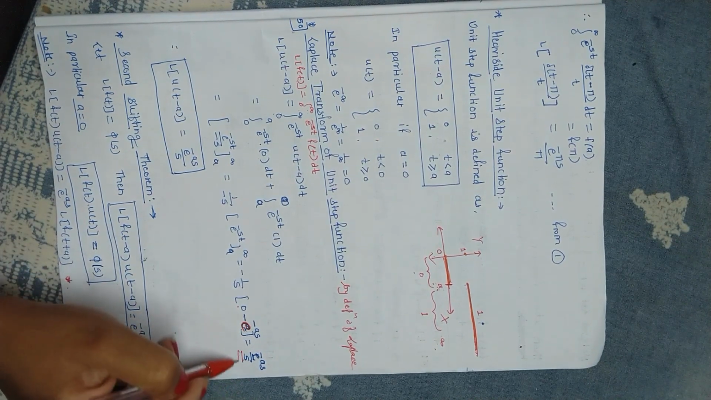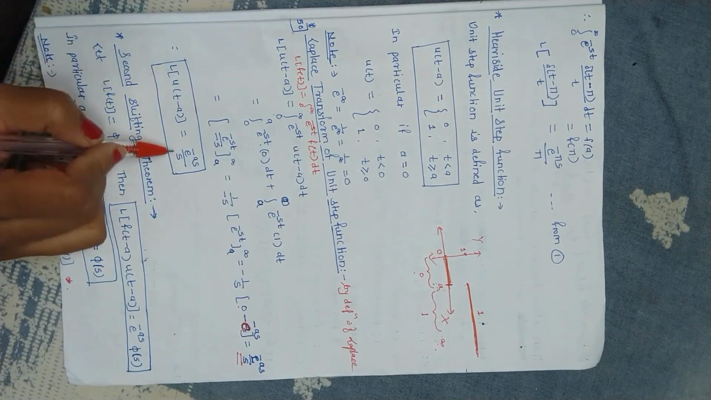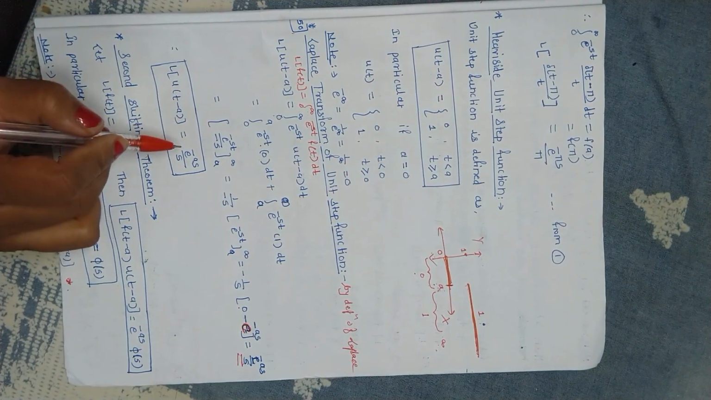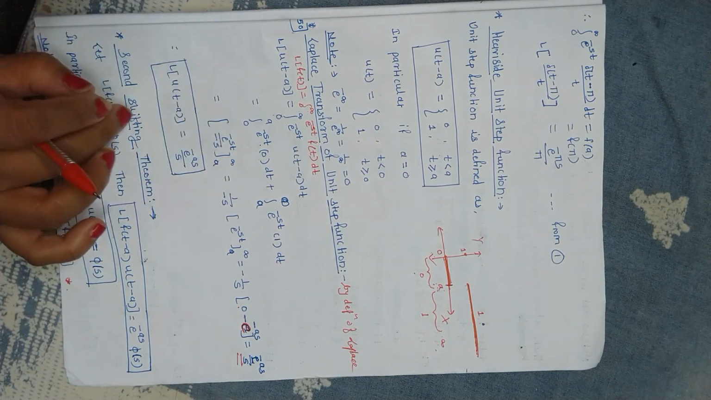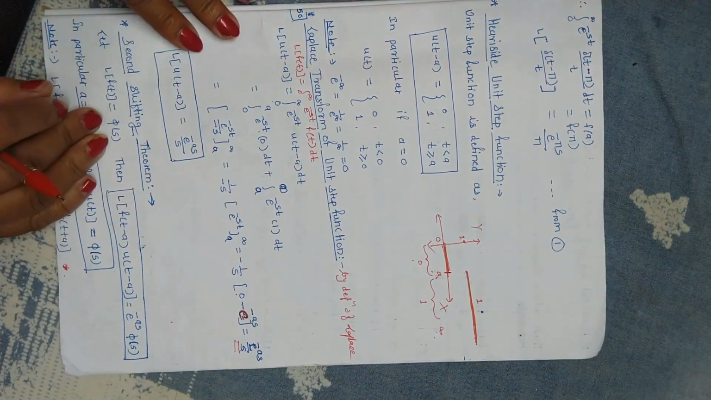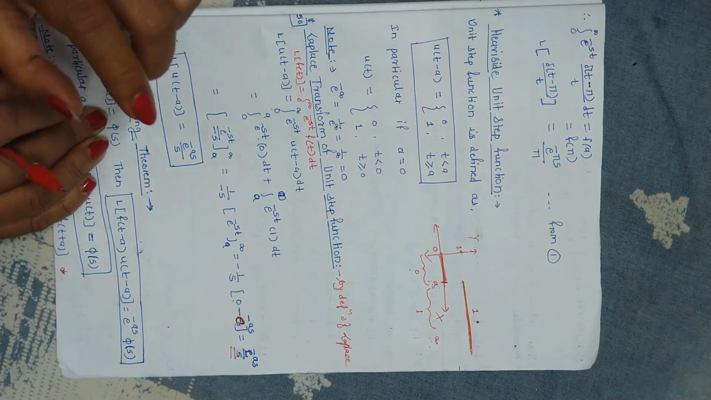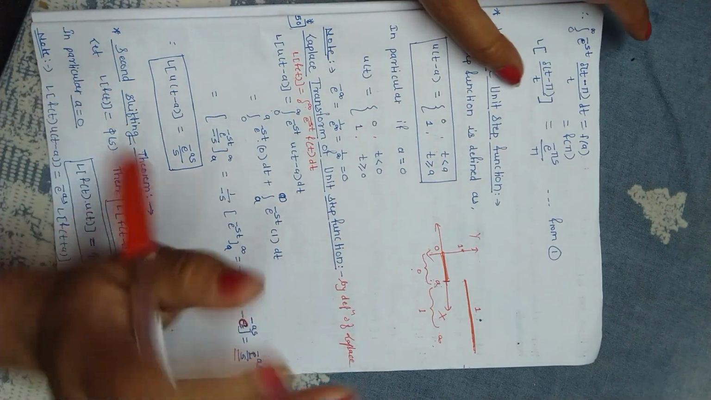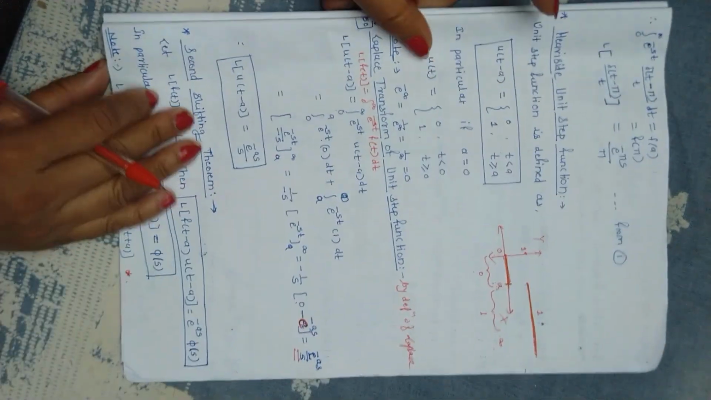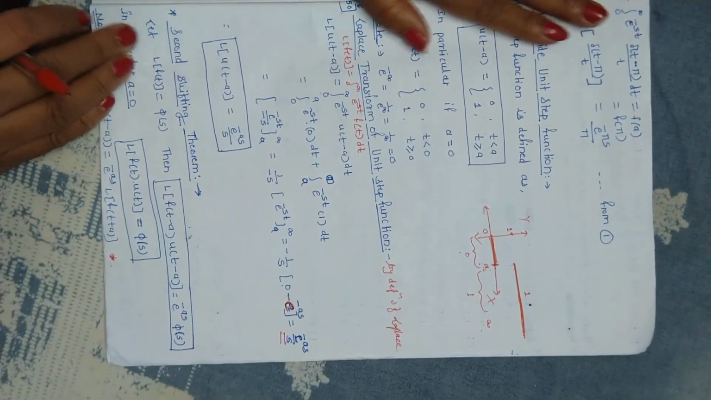This is the Laplace transform of the unit step function. You have to mug up this formula. This is the best question for objective type questions. That's why you have to mug up all the small properties, small formulas, small examples also.